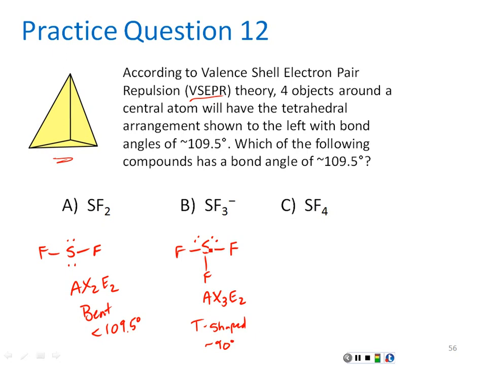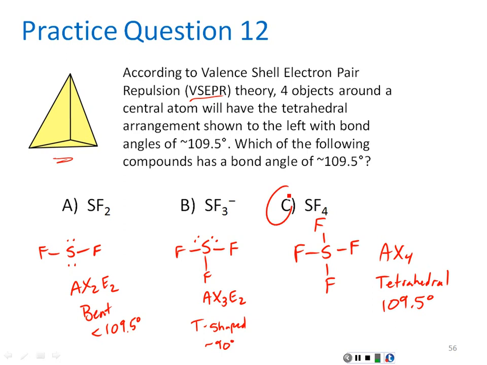Finally, SF4, Lewis structure shown here. The formula would be AX4, and you notice there are no lone pairs, so the electron geometry is going to equal the molecular geometry. In this case, it'd be tetrahedral. And tetrahedral has bond angles of 109.5 degrees. So the answer here would be C.